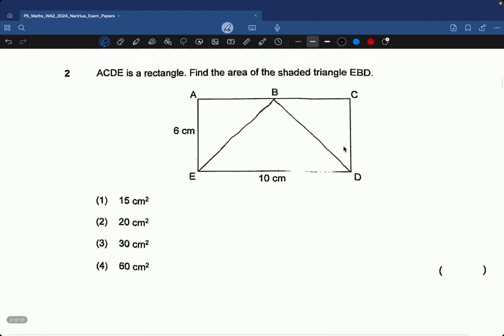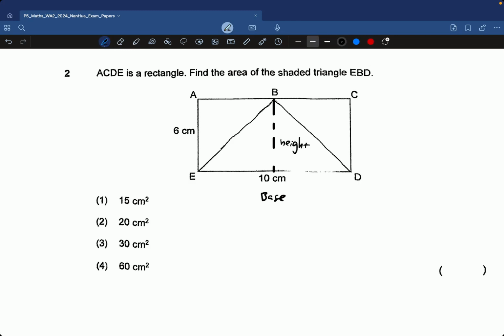Question 2. ACDE is a rectangle. Find the area of the shaded triangle E, B, and D over here. First thing is that we already know the base, which is 10 centimeters. What is the height? The height is in the middle. So I'm just going to draw a line like this, and remove a bit here and there. So this is the height.